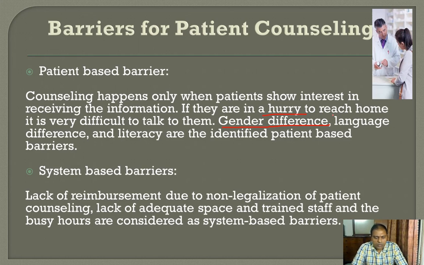Then the literacy, the patient, you can give the leaflet to the patient. If the patient cannot read the leaflet, then that is going to be a patient based barrier. So these are the patient based barriers. Then the second one is system based barrier.